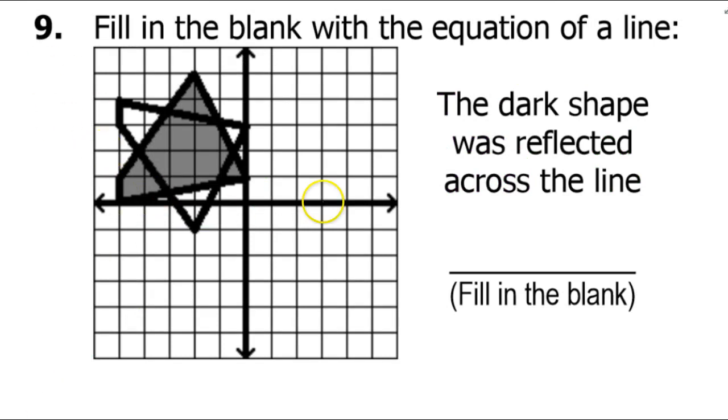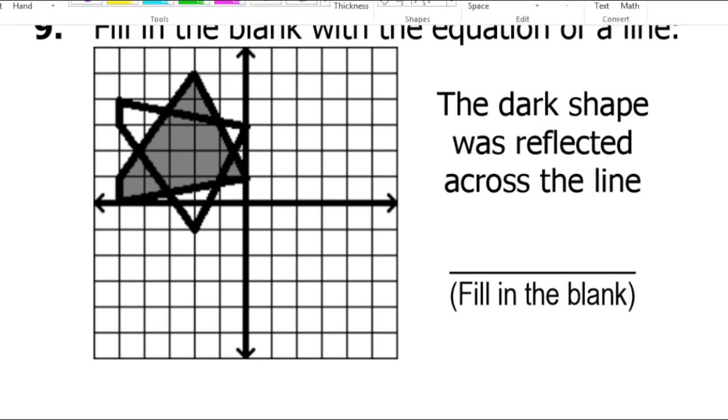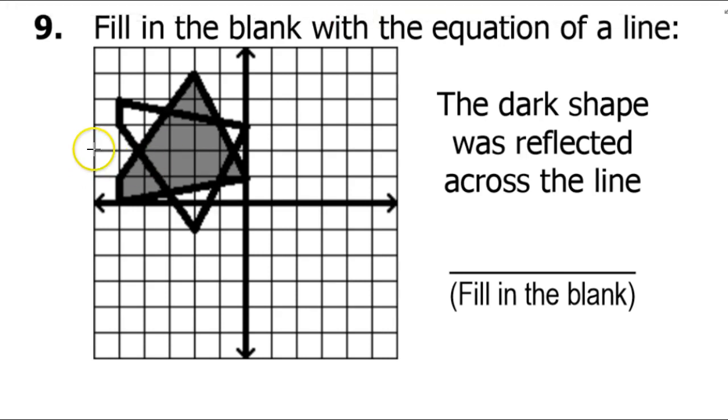Okay, for number 9 we have a quick fill in the blank. Hopefully you can see the original image that's here. That's just an outline. Well, they said the dark shape was reflected, so I guess we're supposed to see the dark shape as the original and then the outline as the reflection. But the point is, where is the line of reflection? Where's the axis of symmetry? And I'm hoping you can see that right here, this horizontal line splits that image right down the middle.